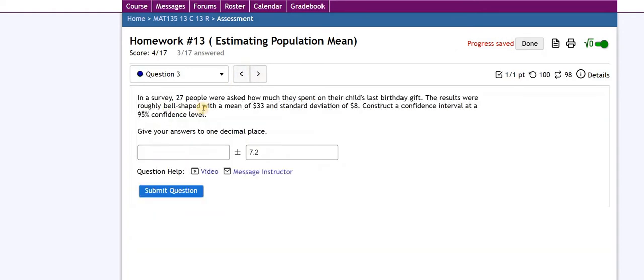The next question. So the next question says, in a survey, 27 people, so n is equal to 27, were asked how much they spent on their child's last birthday gift. The results were roughly bell-shaped with a mean of 33, so x bar is equal to 33, and a standard deviation of 8, so s is equal to 8. Construct a confidence interval at a level of confidence 95%. We need to create a confidence interval.